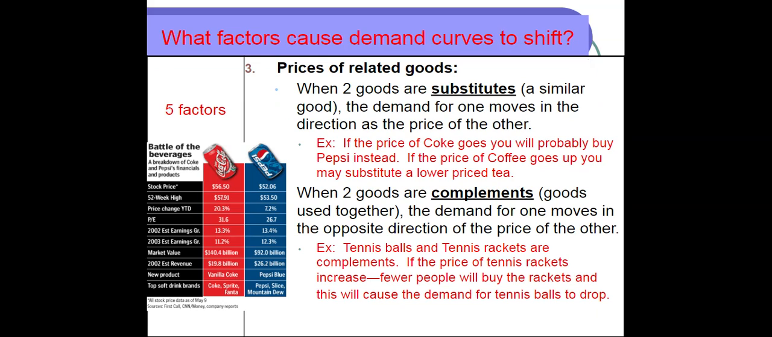Another example would be if the price of coffee increases, you may substitute a lower priced tea. When two goods are complements, that means they're goods that are used together. The demand for one will move in the opposite direction of the price of the other. So, tennis balls and tennis rackets are complements. If the price of tennis rackets increases, then fewer people will buy the rackets, and this will cause the demand for the tennis balls to drop.